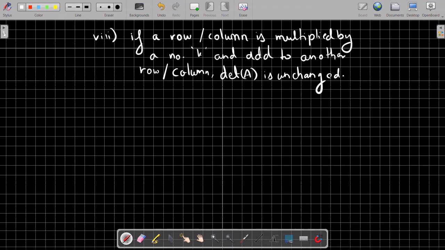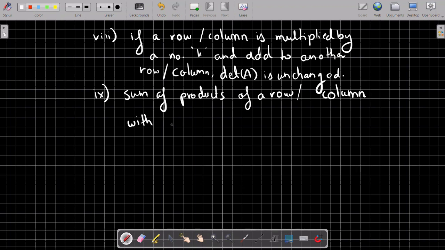So this time we'll be covering property number 9, which is: the sum of products of a row/column with the cofactors of any other row or column is 0.